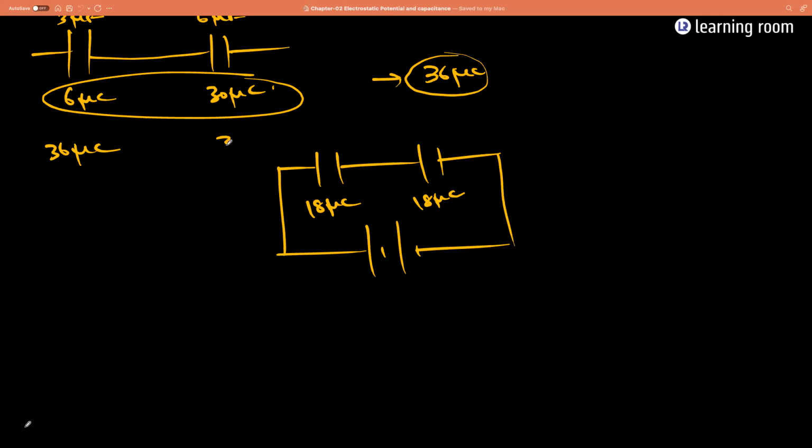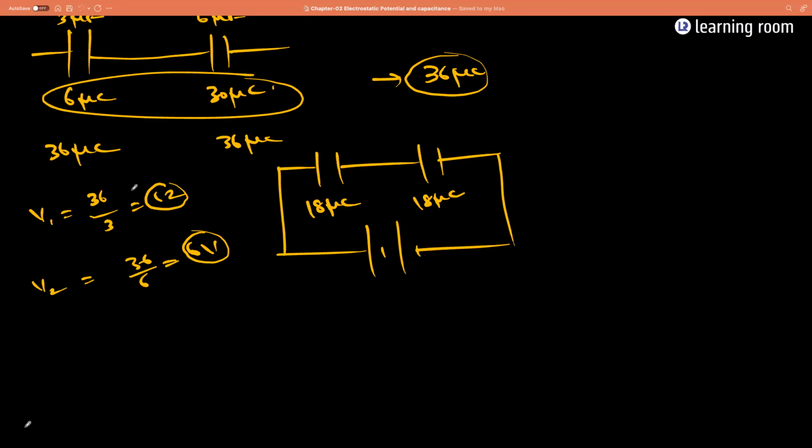So 36 microcoulomb here, 36 microcoulomb here. What is the value of V1? V1 will be 36 divided by 3, which is going to be 12. And what about V2? 36 divided by 6, which is going to be 6 volt. Are you able to understand? So the answer will be 12 and 6. This is the right answer. Am I clear? Yes, sir.